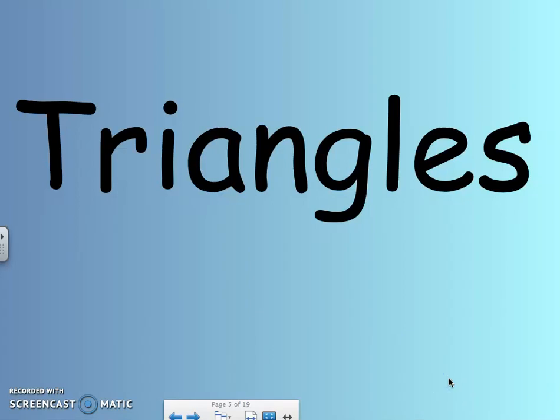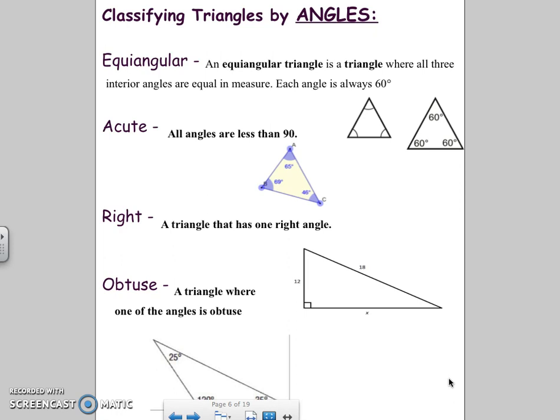Triangles. Okay, so time to learn about the most awesome shape ever. We obviously know a triangle has 3 sides and 3 angles, and we know they equal 180 degrees. So time to dig deeper. So when you have triangles, you can classify them, which means to name them, and you can name them by 2 things. You can name them by the angles, and you can name them by the sides.